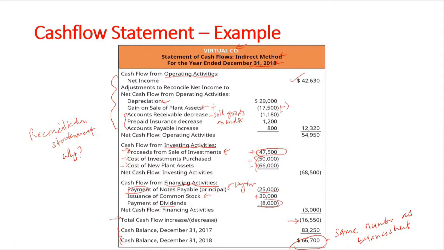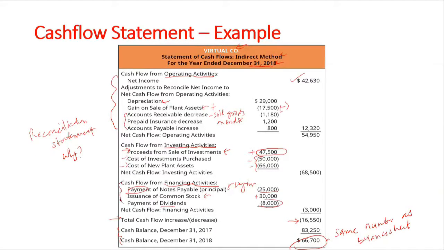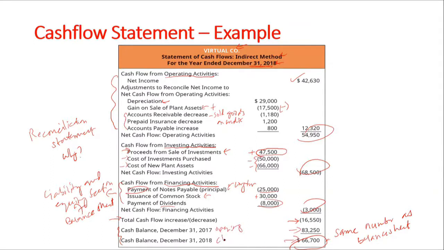So if you look at the financing activity, this section is mainly concerned with the liability and equity section of the balance sheet. And then you would sum these numbers to calculate this change, total cash flow increase or decrease. You will add the opening cash balance to get the closing cash balance. So this is opening cash balance, and then this is the closing cash balance.